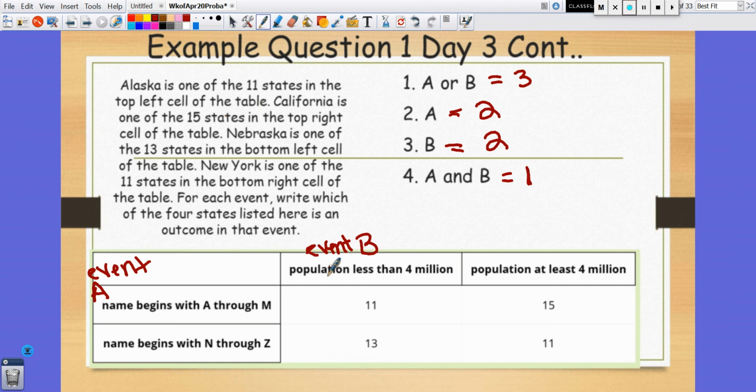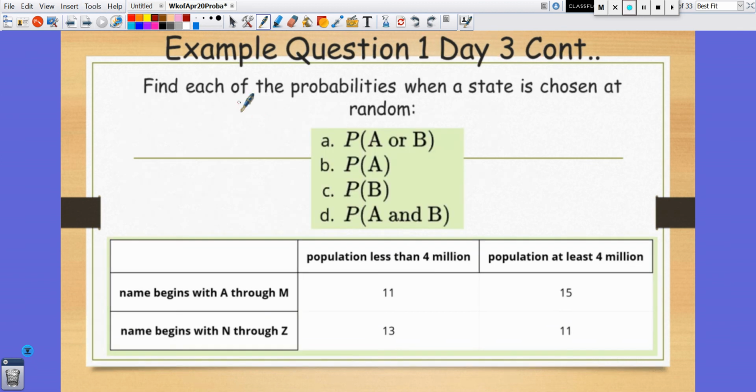Okay, so you just have to read and match up the events. I'm going to go to the other one. It says, find each of the probabilities when a state is chosen at random. So now we're going to do probabilities. All right, so remember when I told you this was event A, this is event B, and remember in the last one I told you guys if they don't put the total, you have to be the one to put the total row and column in here. So we have that situation going on.